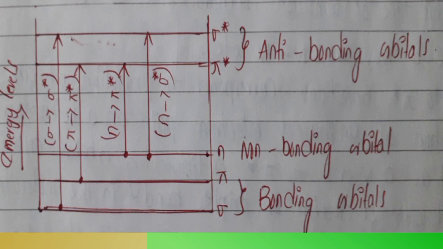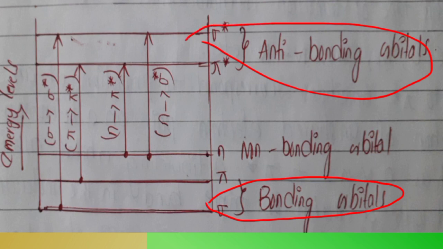In this transition, the transition of an electron from a bonding sigma orbital of a molecule to an antibonding sigma orbital is called the sigma to sigma star transition. These sigma bonds are strong bonds and require high energy.